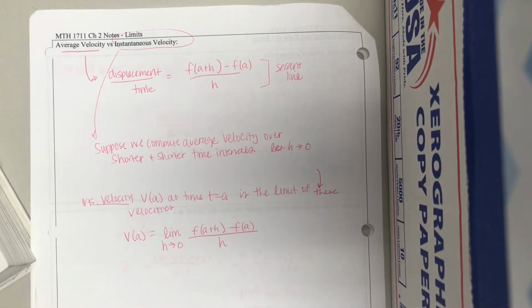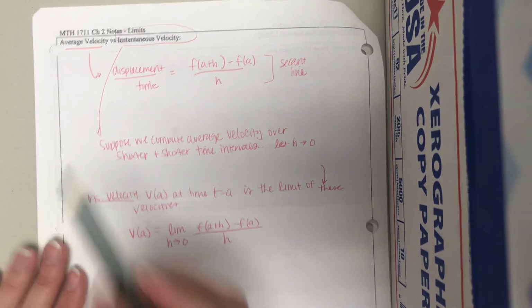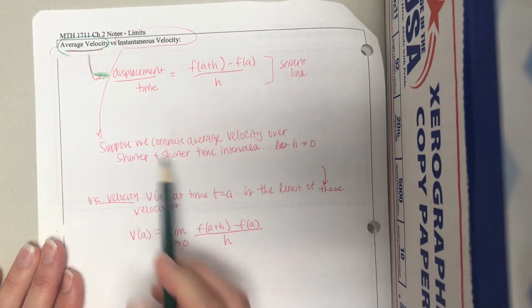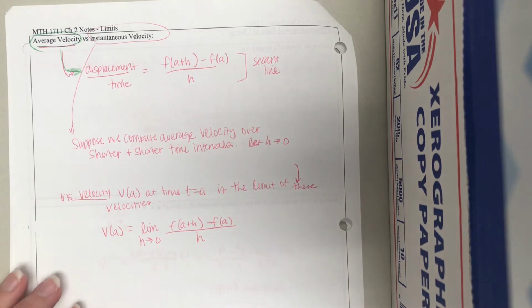We skipped this section in class, so if you want to just push pause and mark these things down. But the average velocity is the first, in a different color. So the average velocity is displacement over time. And think of that on a graph as a secant line. Remember, secant lines cross the curve twice instead of once, like a tangent line.